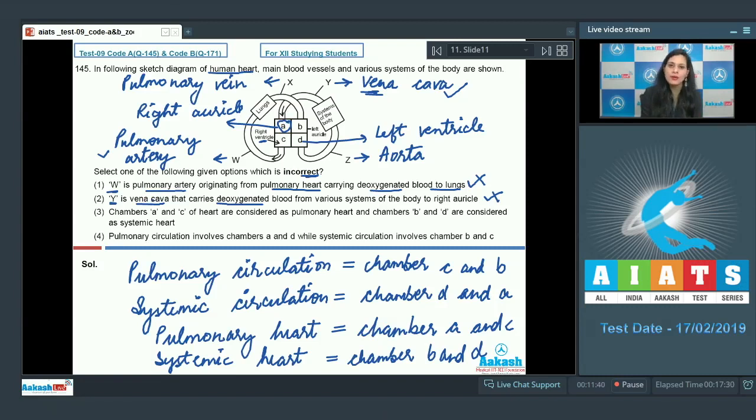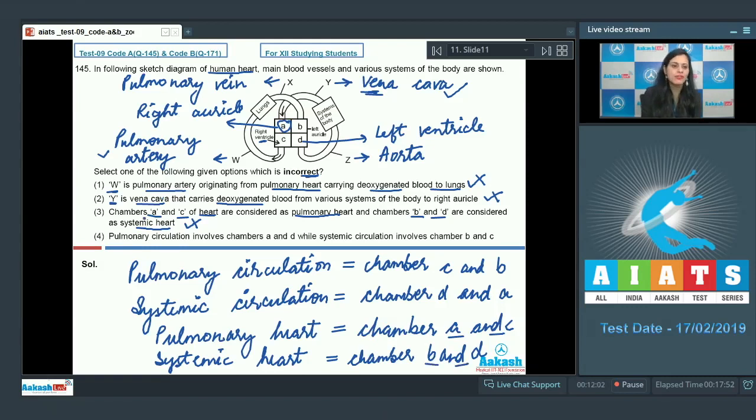The next option given is chambers A and C of heart are considered as pulmonary heart, and chambers B and D are considered as systemic heart. And as it is also a correct statement, this cannot be a correct answer to our question, because pulmonary heart includes chamber A and C, whereas systemic heart involves chamber B and D.